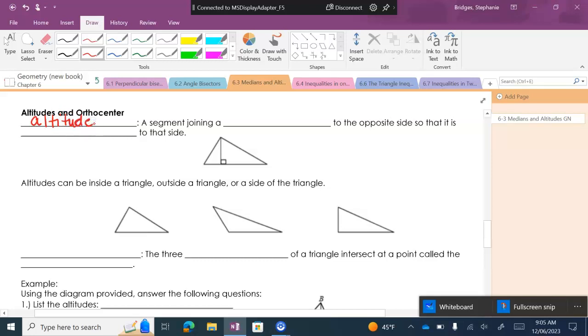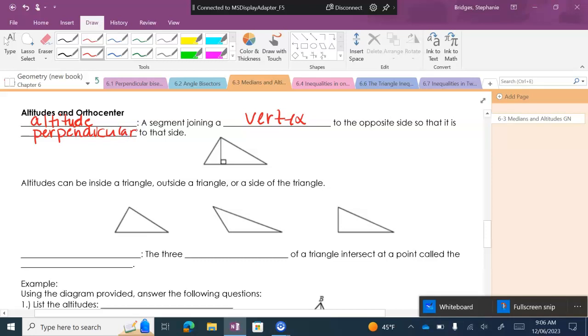Okay, think about the altitude of a plane. That talks about how high it is, right? When we measure how high we are, how tall we are, how do we stand? Straight up and down, which means we make what kind of angle with the ground? Right, okay. So an altitude is a segment that joins a vertex to the opposite side so that it is perpendicular to that side.